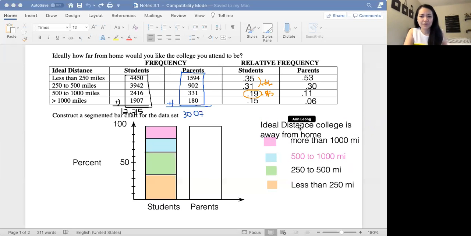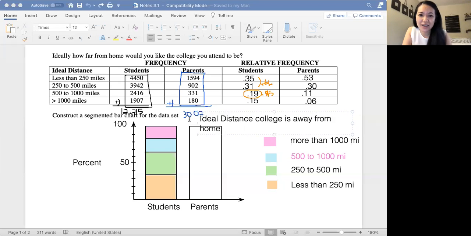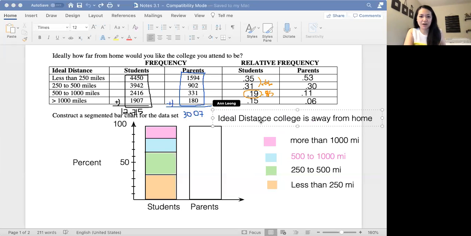All right. Any questions up to here? Okay, why don't you guys try the parents graph, all right? So give it a shot and then compare your answer with mine once you're done and just see if you were able to get it, okay? So finish off the parents bar.